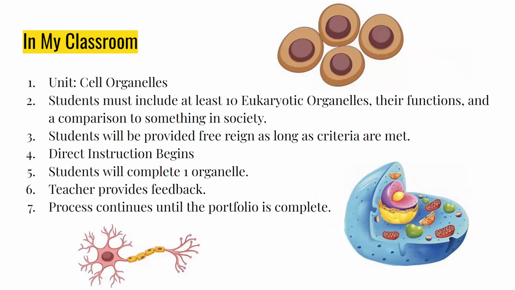My first step was I had to figure out what exactly I wanted them to know. Well, our unit was on cell organelles, and when I was developing my criteria, I was basically able to break down what I had laid out into 3 goals. I wanted them to at least be familiar with 10 eukaryotic organelles. I wanted them to know their functions. And going back to my metaphor presentation I did a couple weeks ago, I wanted them to be able to make a comparison to something in society.